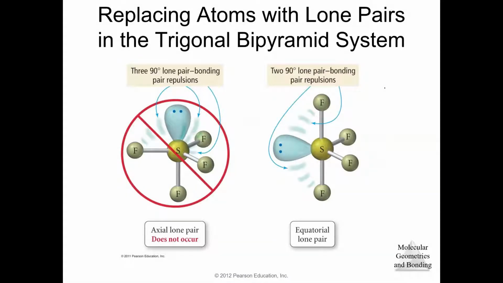So we never put the lone pair in this position. Always it has to go in this position. This is axial and is wrong.